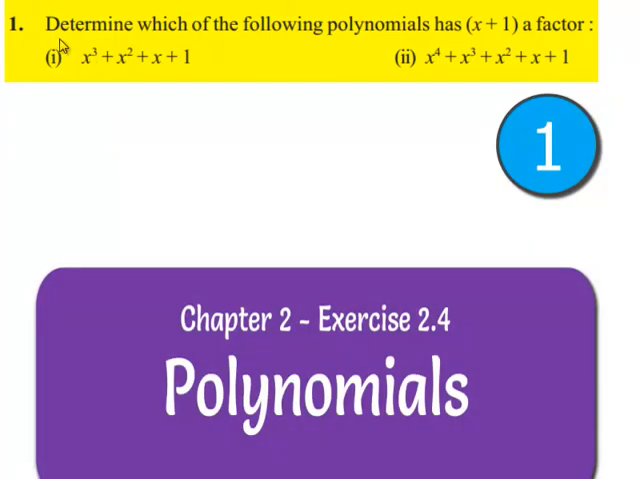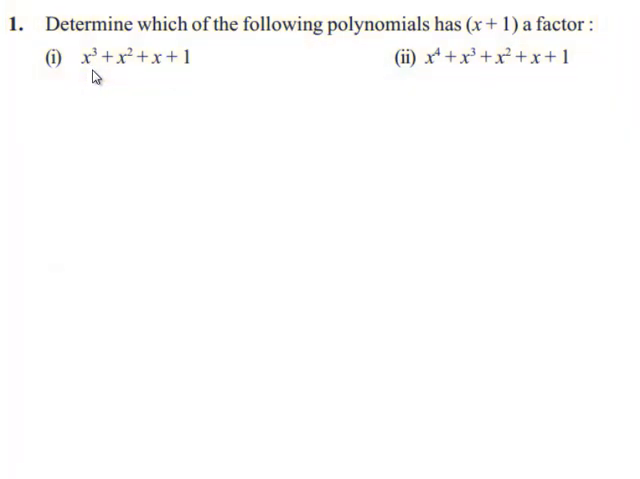Coming to the first problem, determine which of the following polynomials has x plus 1 as a factor. The first polynomial given to us is x cubed plus x square plus x plus 1, and the second polynomial is x power 4 plus x cubed plus x square plus x plus 1. So in order to find the solution of this problem, we need to make use of the factor theorem.